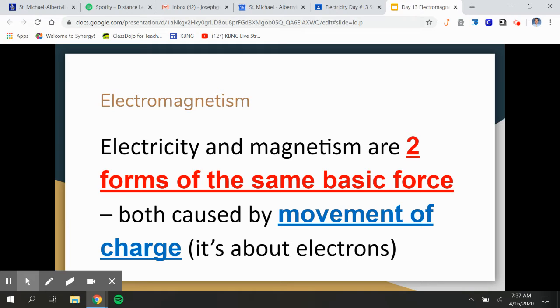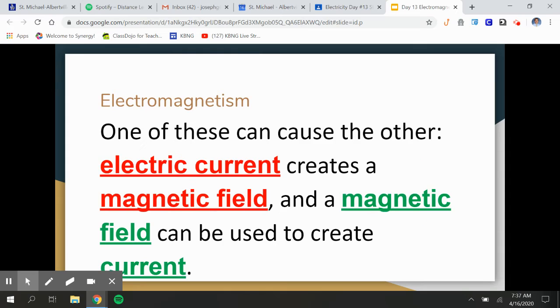So you remember yesterday, magnets are magnetic. They attract other things made of magnetic material because they align with the way that the electrons are spinning. So it all comes back to that idea of electrons, because electricity is moving electrons. That's what actual electricity is. So one of these can cause the other.